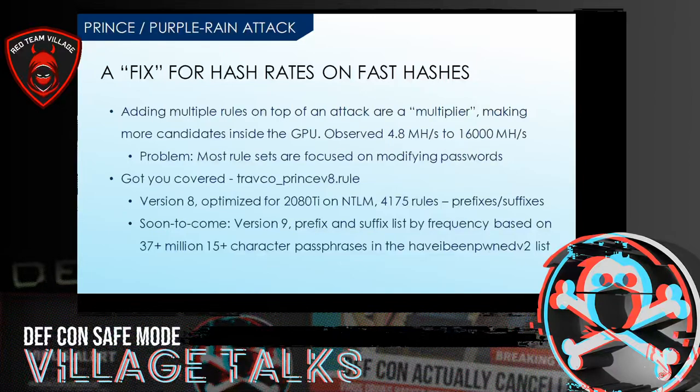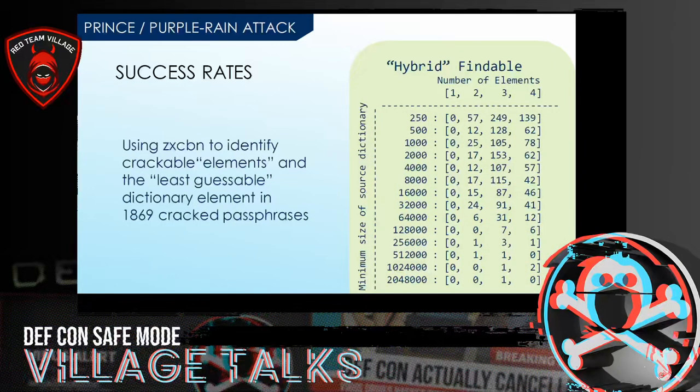4,175 rules, which is up in the rephraser repo I'll mention later, and soon to come I'll also be releasing a prefix and suffix list, which probably is already up by now, based on the frequency data of those cracked password phrases mentioned earlier in the Have I Been Pwned version 2 list. Okay, let's talk success rates for Prince. Now, the kicker here is that we're making use of that rule list I mentioned to catch passphrases with common suffixes and prefixes. There are no single element passphrases here.